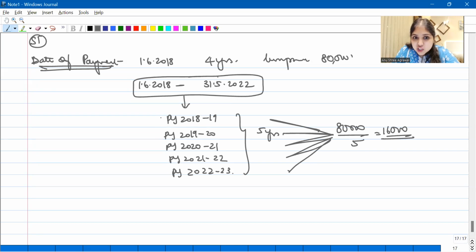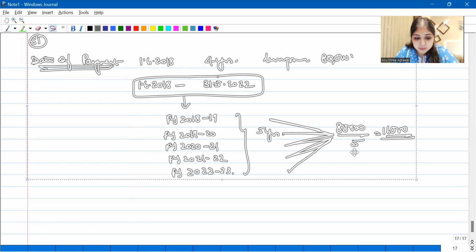Because this period is touching upon 5 years. Come on, tell me. All those of you who did not know about this, did you understand? This period is going to be touching upon 5 years, right? Because you took the policy in between the year. So 5 years it is touching upon. That is why you will divide it by 5.